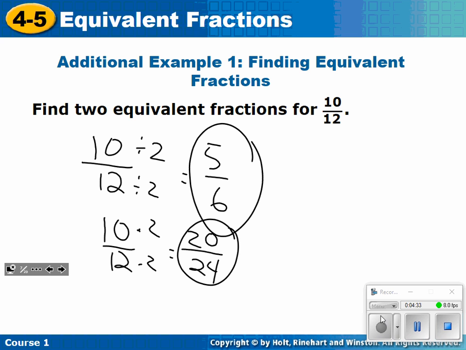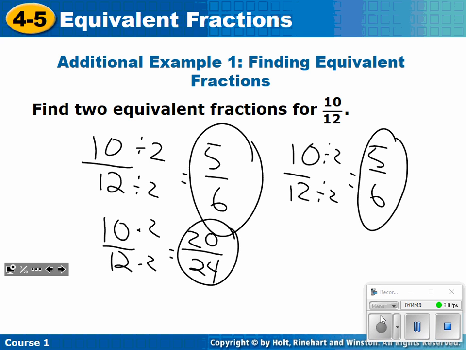That also is equivalent. Now, let me show you something that most 6th graders like to do. You're going to go 10/12, and you're going to divide this by 2, and you're going to divide this by 2, and then you're going to end up with 5/6, and then that's 1. And then you're going to take 5/6, you multiply by 4 or something, and you end up with 20/24, and that's another one. And you're like, boom, I'm done. I got it. What happens when you do this?